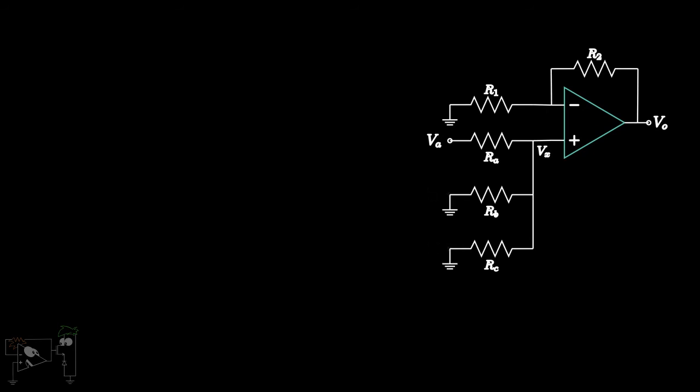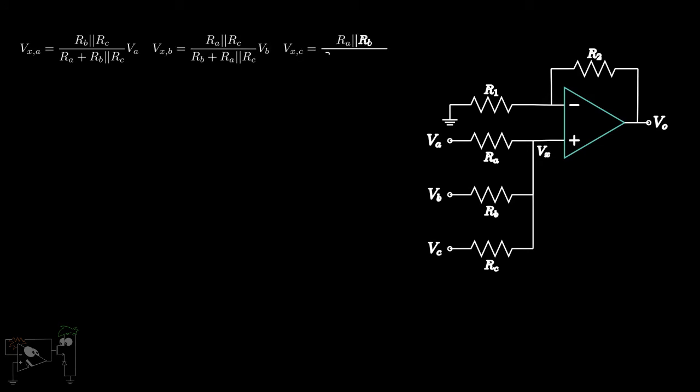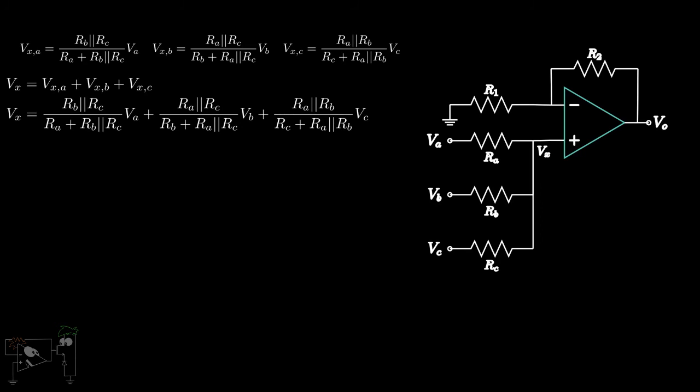We'll replace VB and VC by ground nodes. Thus, resistors RB and RC appear in parallel and form a resistor divider circuit with RA. Hence, Vx will be (RB parallel RC) upon (RA plus RB parallel RC) into VA, by simple voltage division. Similarly, we can find the contributions of VB and VC. Due to symmetry, we can write their values directly. By adding the contributions of VA, VB and VC, we get the actual value of Vx.